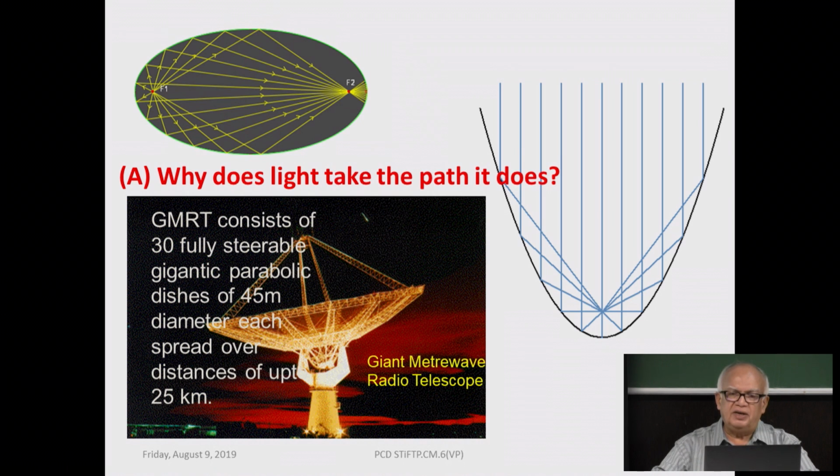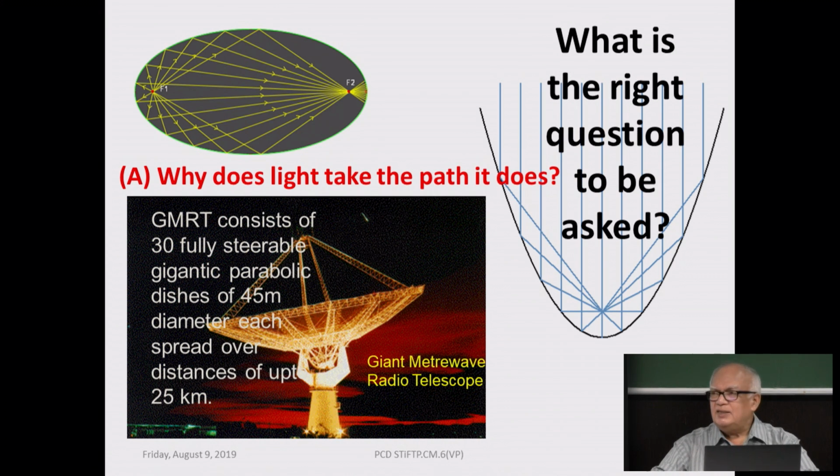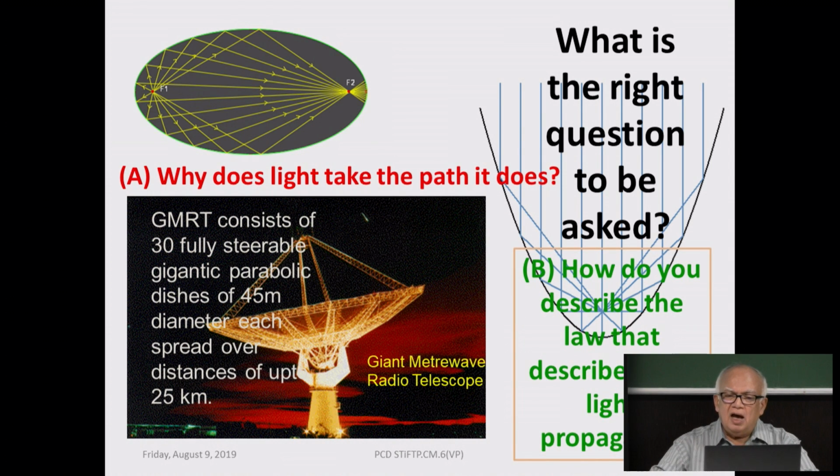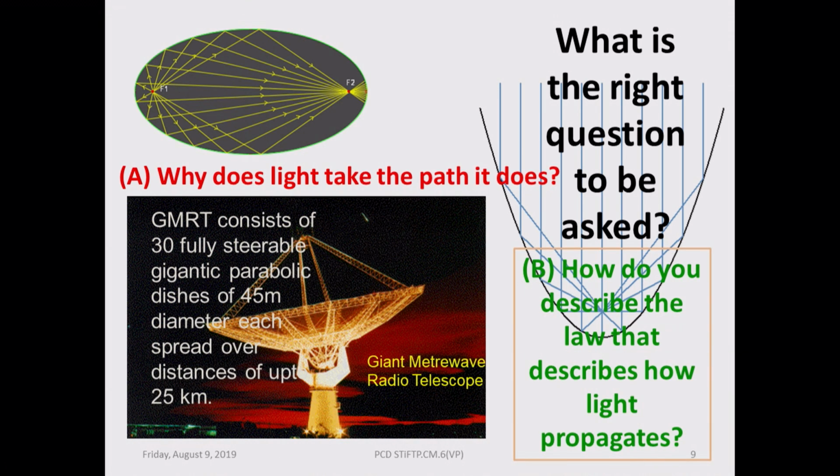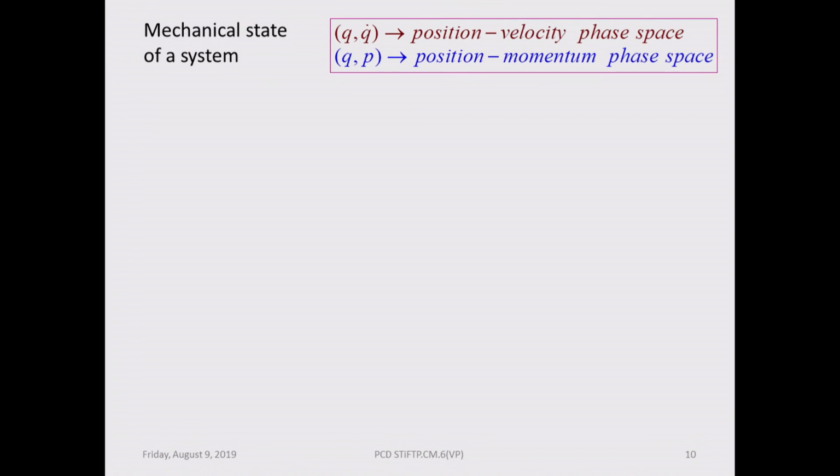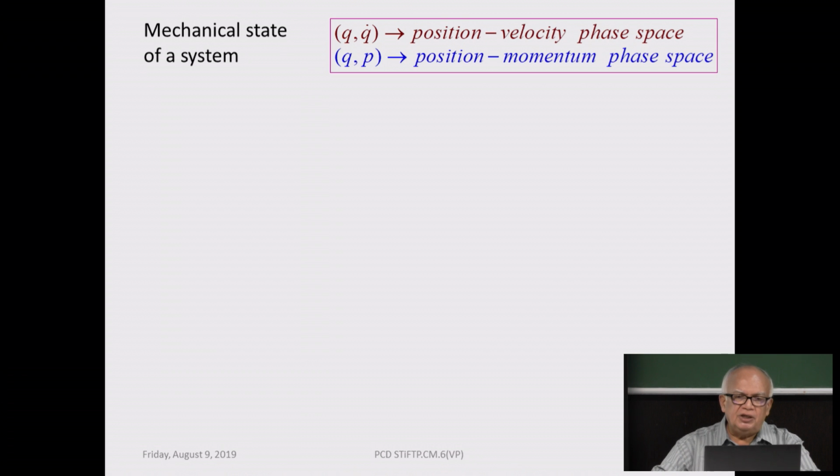This is one question that we can ask. But then, is this the right question to be asked? Or is the right question, how do you describe the law which tells you how light propagates? So these two are somewhat different questions, and it is question B which is the right question to be asked. So what is the law which describes how light propagates? And we will tackle this question.